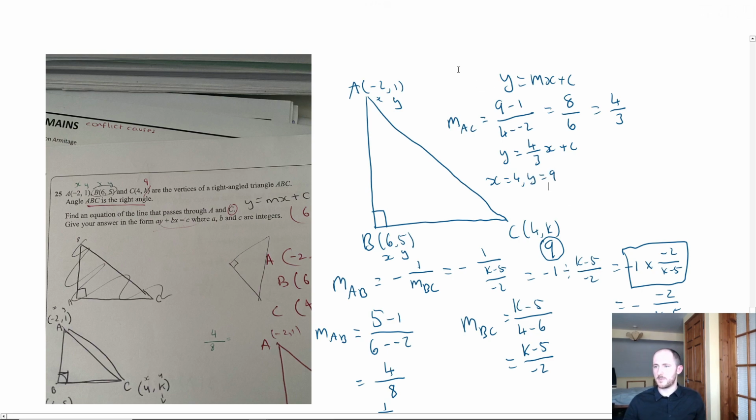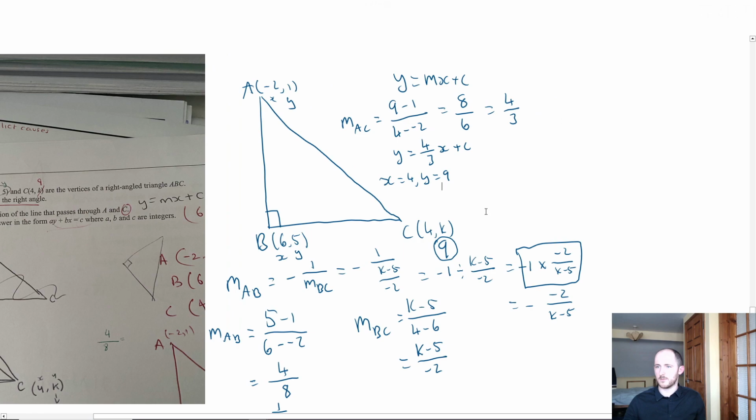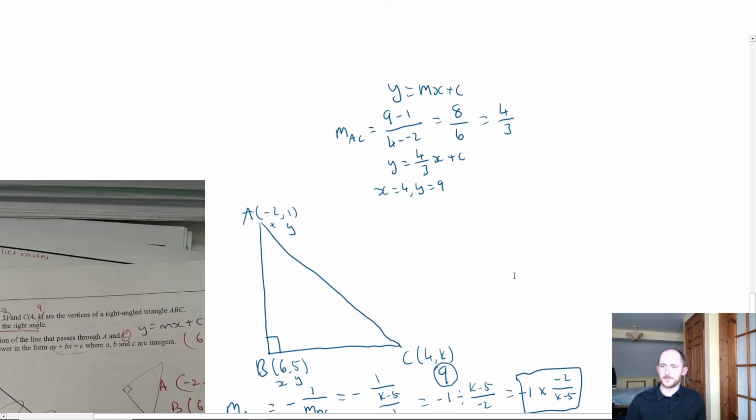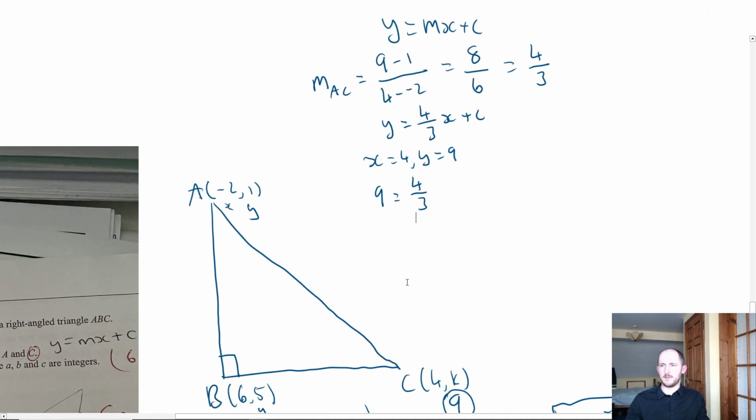I'm going to need more space, so I'm going to do something quite smart. So we get 9 is equal to 4 over 3. Actually, I'm going to zoom in a bit because that might not be big enough for some of you. Times 4 plus c. So 9 is equal to 16 over 3 plus c. So c is equal to 9 minus 16 over 3.